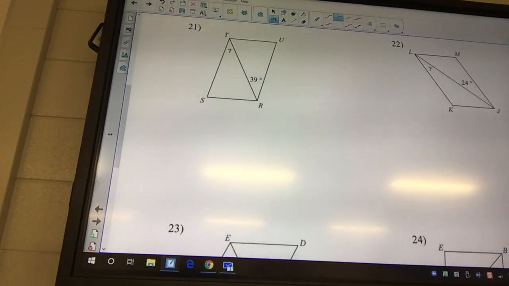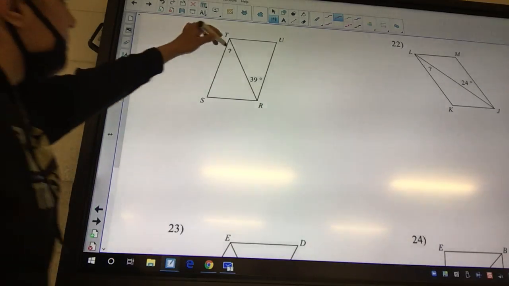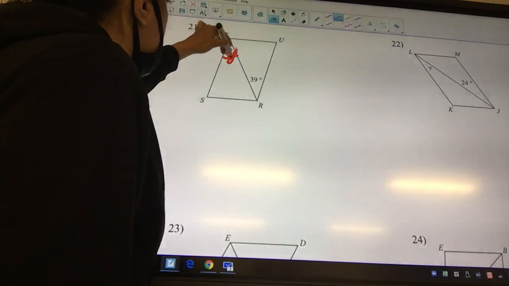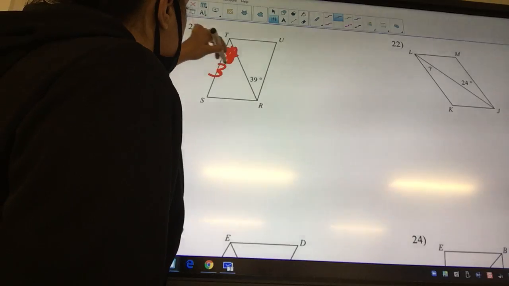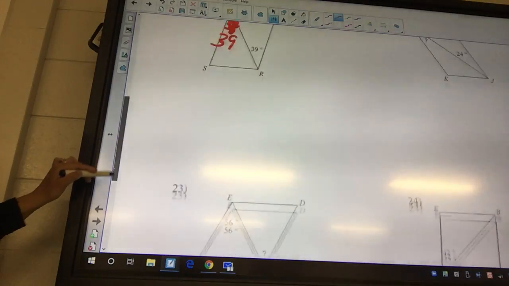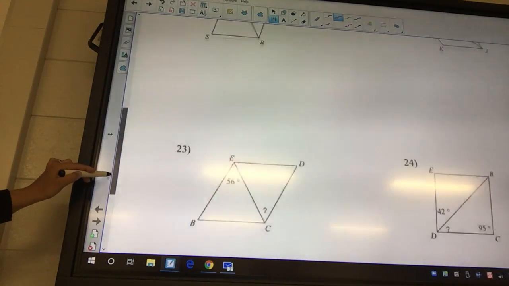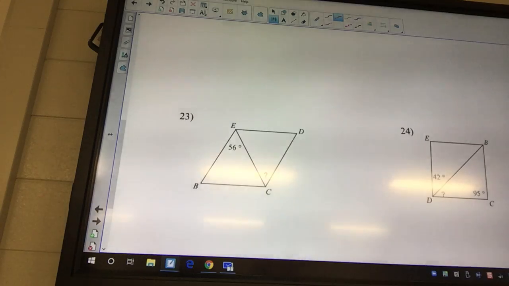Okay, 21. I got one side is 39. What's the other side got to be? 39. Oh, I wrote 38 too. 39. You must be really having an off day. I am. 23. I got one set is 56 and the other is question mark. 56.